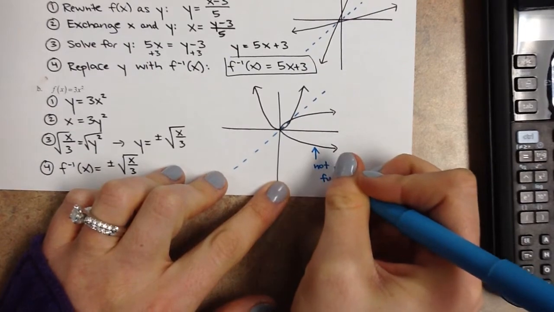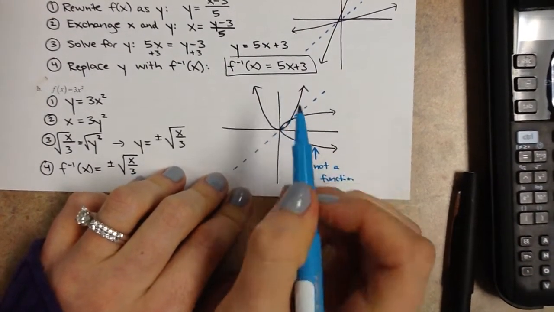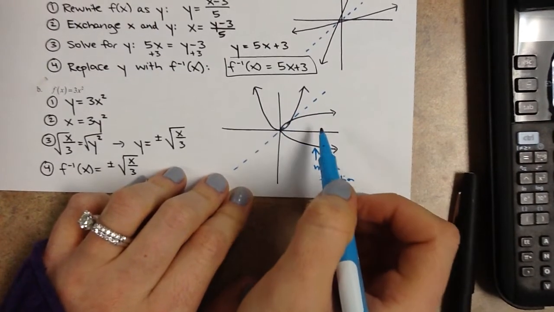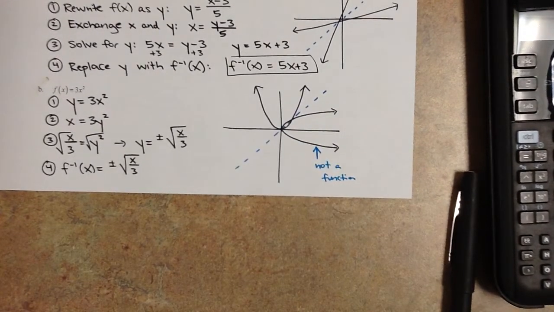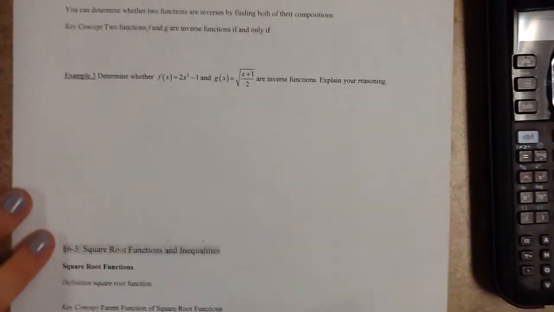And a way we could have told that this was not going to be a function is because if you look at this parabola, it fails the horizontal line test, which means its inverse is going to fail the vertical line test, meaning it's not going to be a function. All right, so let's flip over, just a little bit left on this last page.